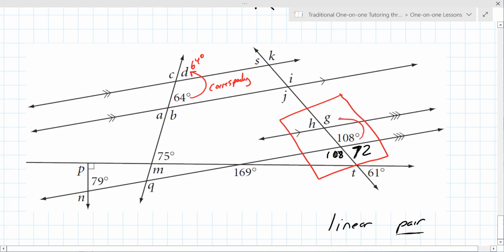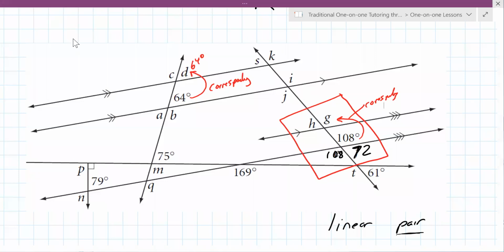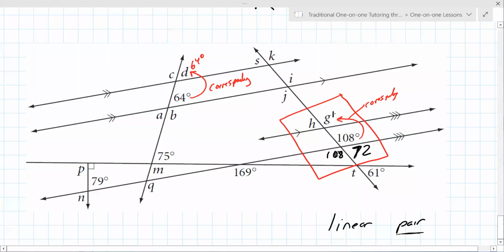72, no, 108 degrees. They're corresponding again. Corresponding is the same thing. And then the vertical angle, if you're going vertical angle, that's over here, 108? We don't care about that one. There's no letter there. Would I say linear pair, 72 degrees? Yes. Linear pair.